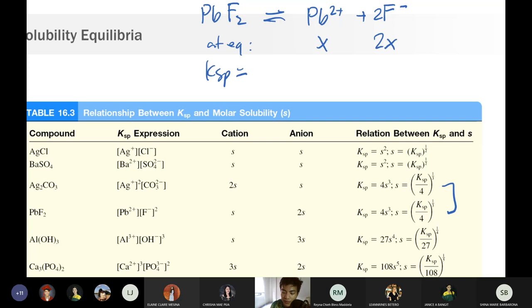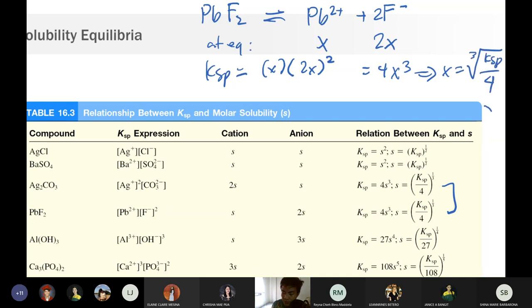If you write that in Ksp, that will be x times 2x and then naka-square pa yon. Remember, your coefficients are turned into exponents, di ba, kapag nilagay sa Ksp, bukod pa yun sa 2x na nasa equilibrium. So what is 2 raised to 2? That's 4. x times x squared, so you have x cubed. So to solve for x, that's just the cube root of Ksp divided by 4. Yun yung reason paano nila nakuha yun.